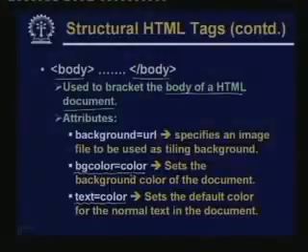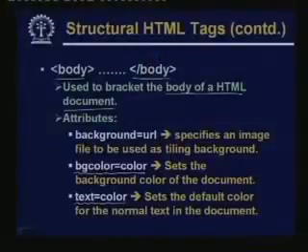Similarly, the BG color attribute also specifies a color. This will set the background color of the document. Background color means the background of the display window will be set to this color. If I specify BG color equal to blue, then my background will become blue.